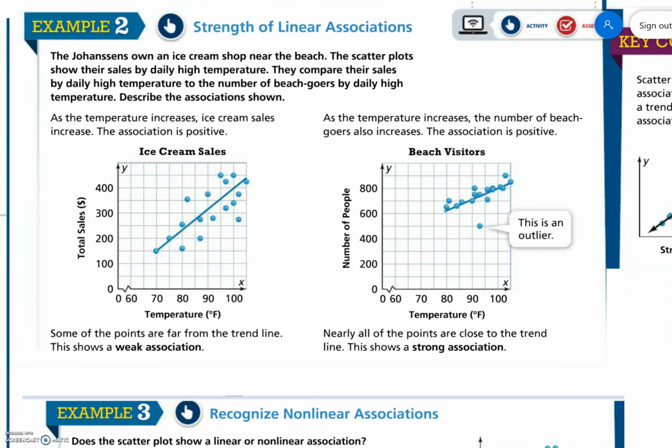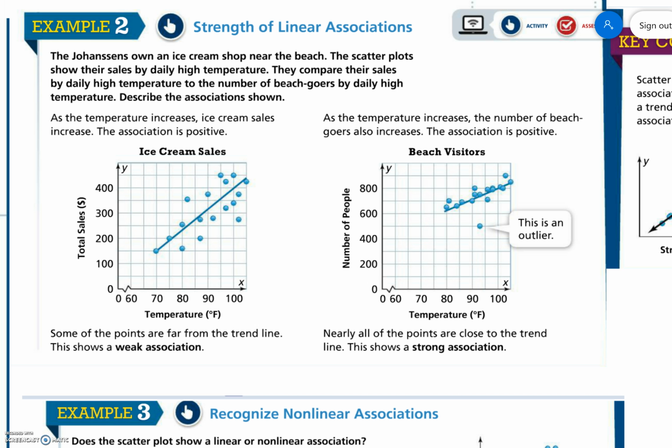Example 2. The strength of linear associations. The Johansons own an ice cream shop near the beach. The scatter plots show their sales by daily high temperature. They compare their sales by daily high temperature to the number of beachgoers by daily high temperature. Describe the association shown. So there's two types of associations. We already said there's different types of associations. You can have a positive association, you can have a negative association. Now we're going to describe again those associations, but we are going to add a description, weak or strong.